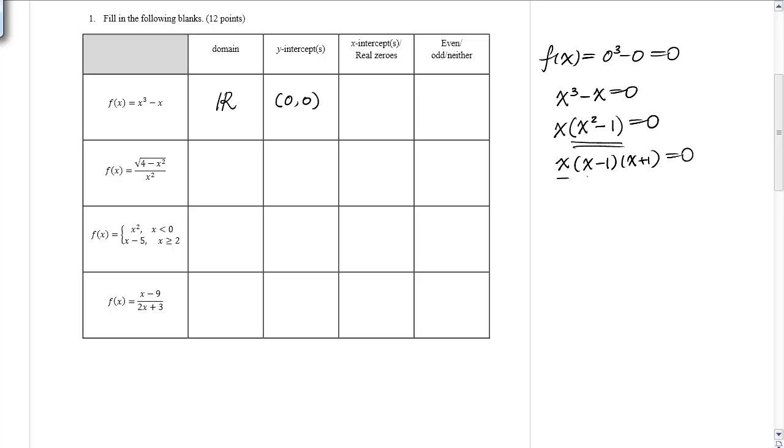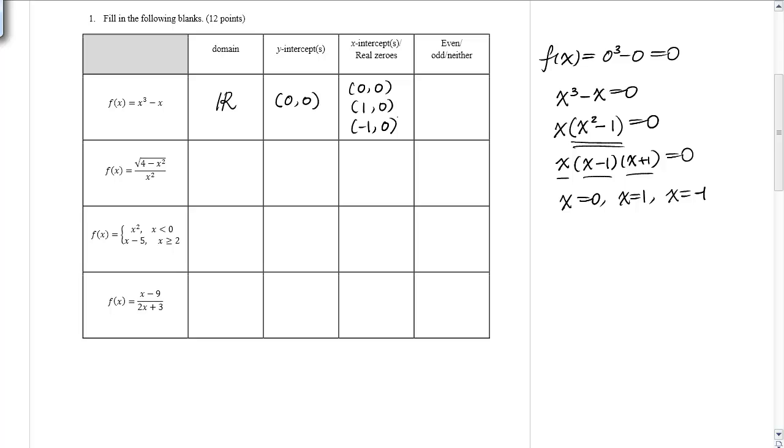Therefore, you have three factors for this equation. Therefore, the solutions will be x equals 0, x equals 1, and x equals negative 1, respectively. And these are the real zeros for the function, and correspondingly, the x-intercepts are (0, 0), (1, 0), and (negative 1, 0).